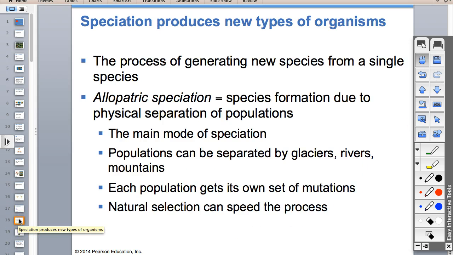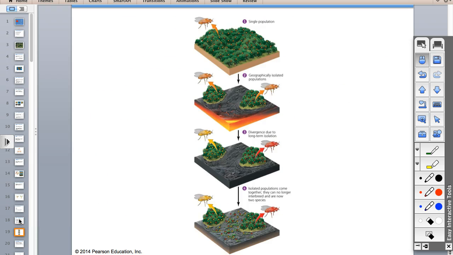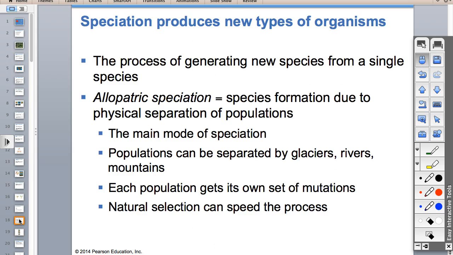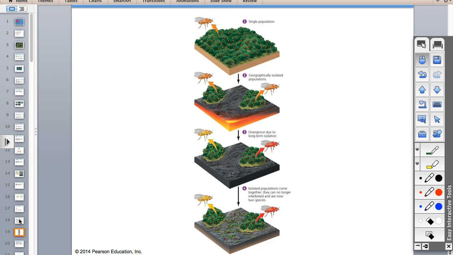So allopatric speciation, that's typically what happens. You can highlight that. I'll show you a picture. So highlight allopatric speciation. What ends up happening with allopatric speciation? And this is probably something you've done in biology.